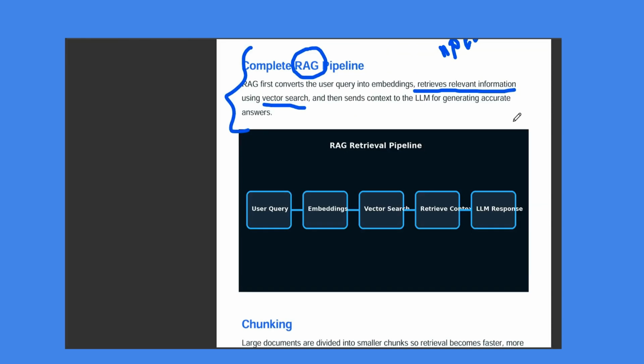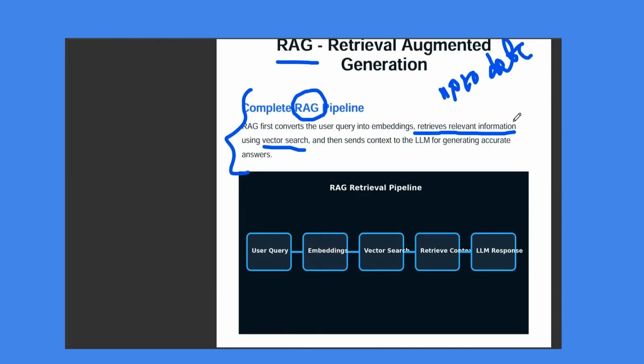Let me give one example. Suppose you ask, what is the leave policy in your company? Now, obviously, ChatGPT doesn't know your company rules, right? Because your company data was never part of its training, so what should we do? Should we retrain the model every time? Not really, right? Because retraining LLMs is very expensive and time consuming and requires huge resources.